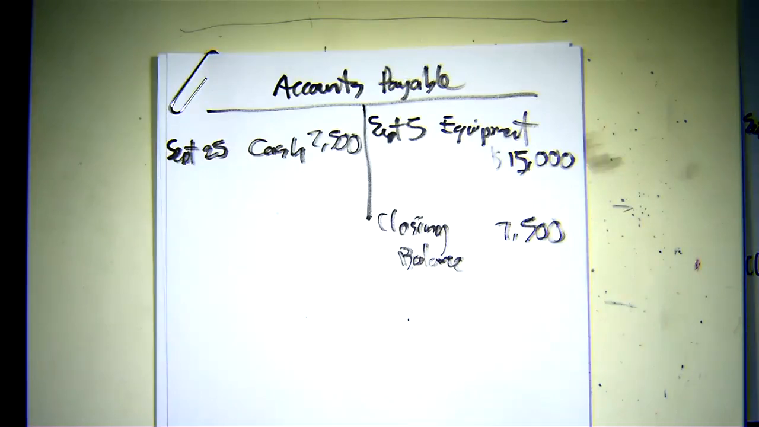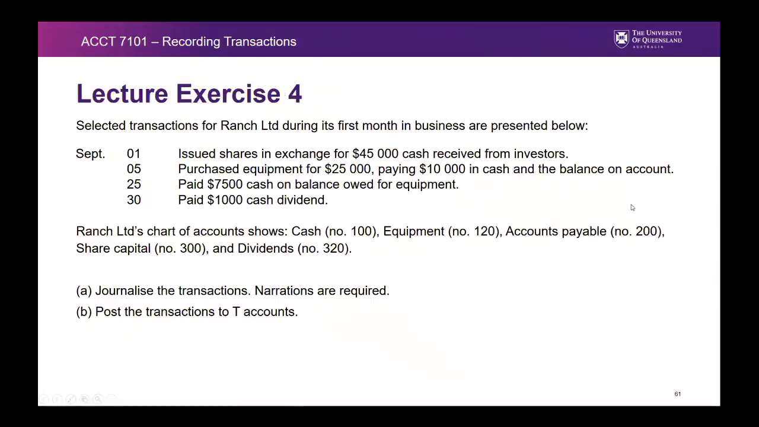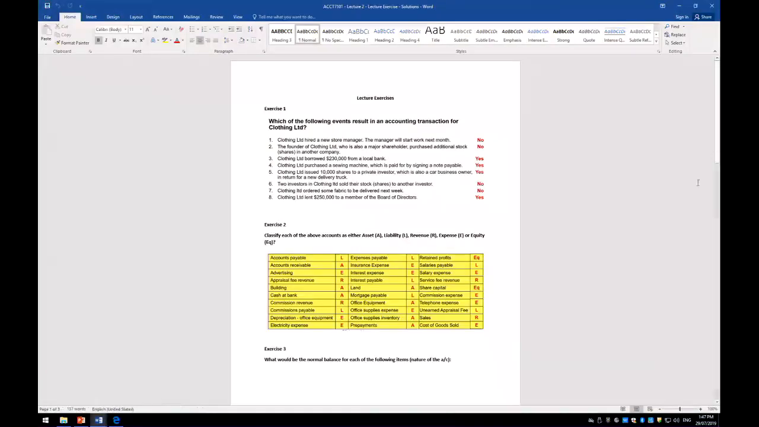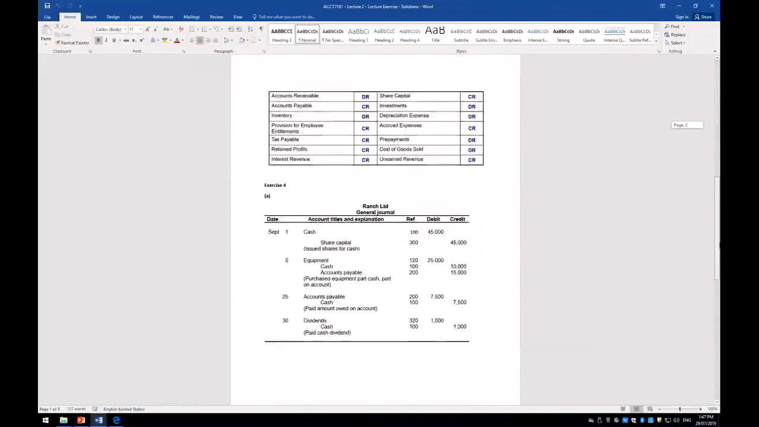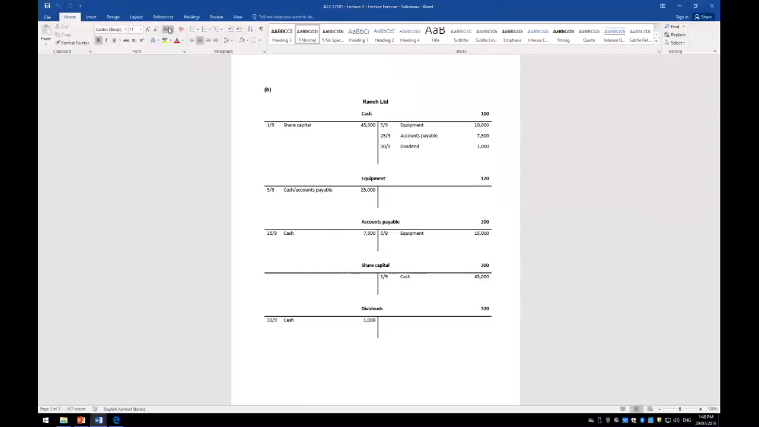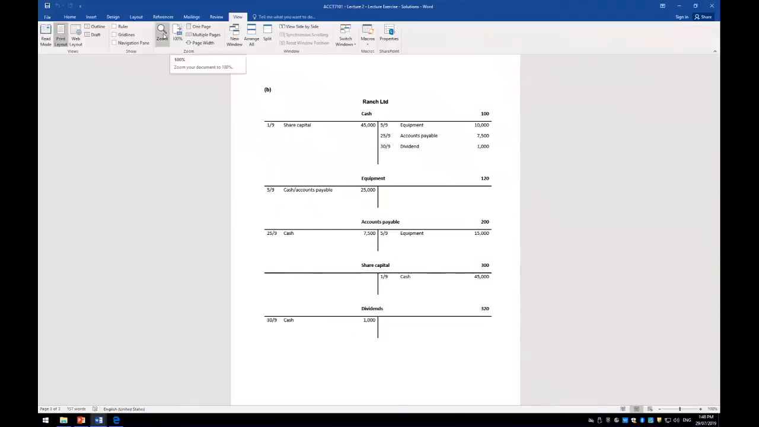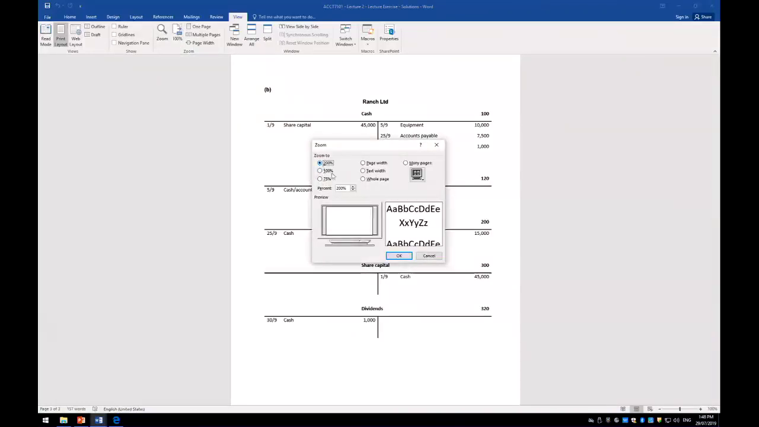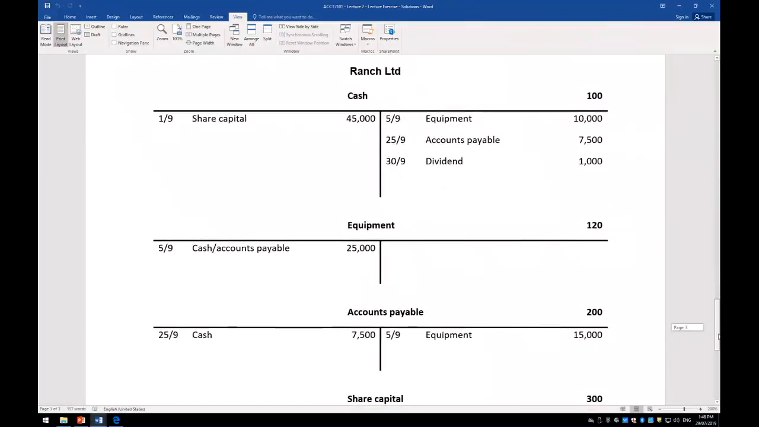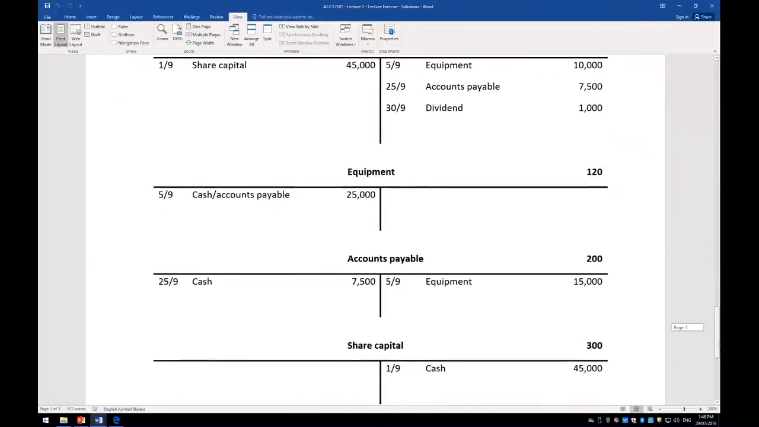Then if I go to exercise 4, here we go. So there's the two ledgers. And so, I'll see if I can expand this. Got view, got zoom, 200. So here's the two ledgers. So we've done the cash, we've just written that out. We've done our accounts payable.